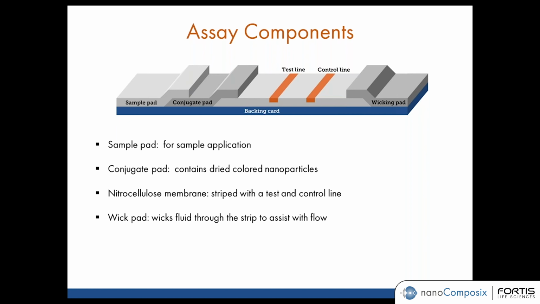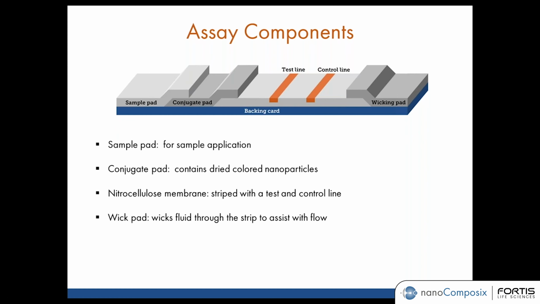Each assay is made of just a few simple components: a sample pad to which the sample is applied, a conjugate pad which contains the dried conjugate, a membrane striped with a test and control line, and a wick pad which absorbs excess sample and aids in capillary flow of the sample and conjugate through the membrane. All test components can be held in place with a compatible adhesive to a backing card, and often each test is housed in a cassette so that the end user only sees the membrane and the test readout.